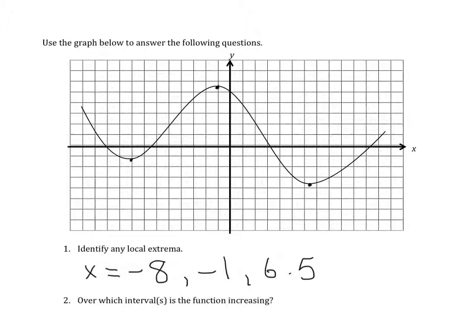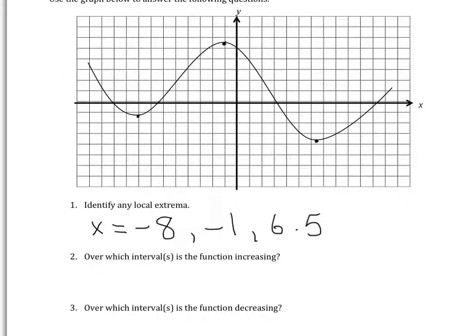All right. Number 2 asks us over which intervals is the function increasing. Not a trick question, just where is the function increasing? That's going to happen between our first 2 local extrema. So we'll say from -8 to -1, but then also from 6.5 onward.